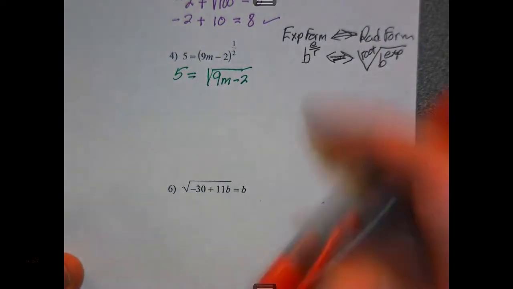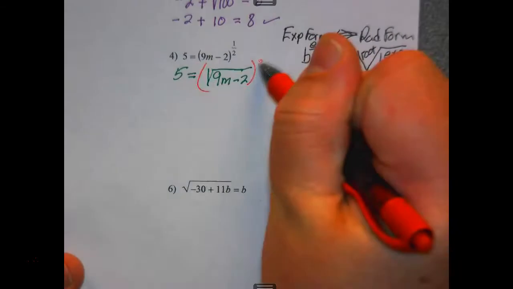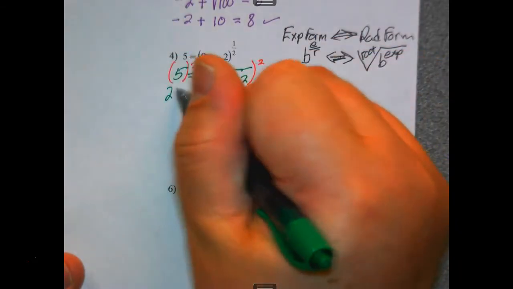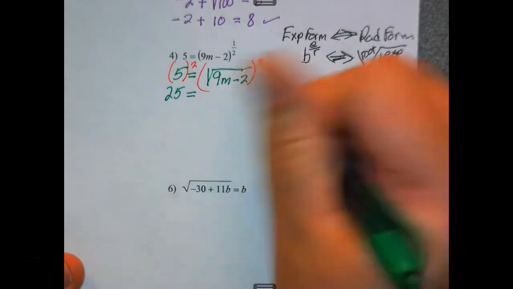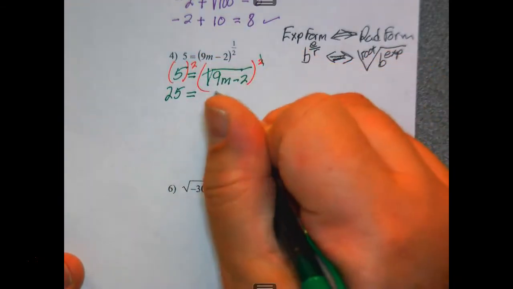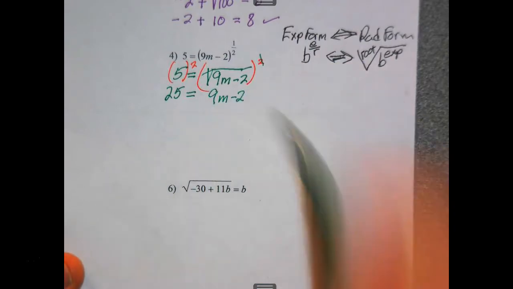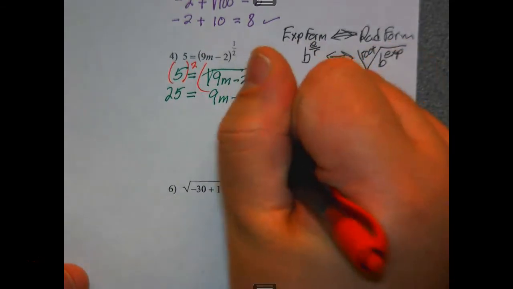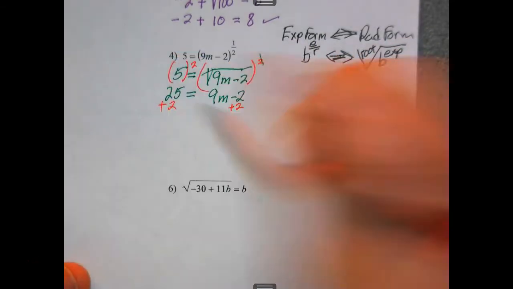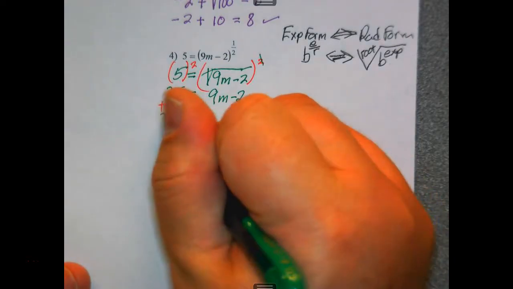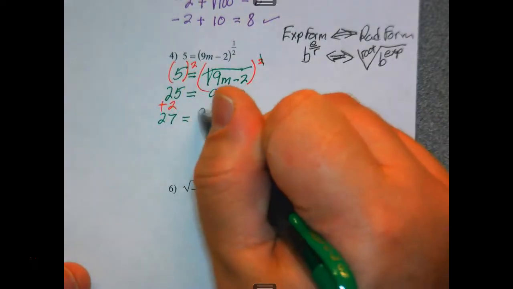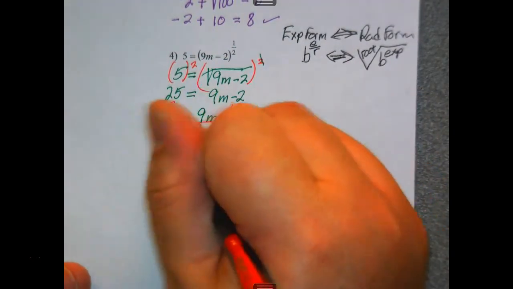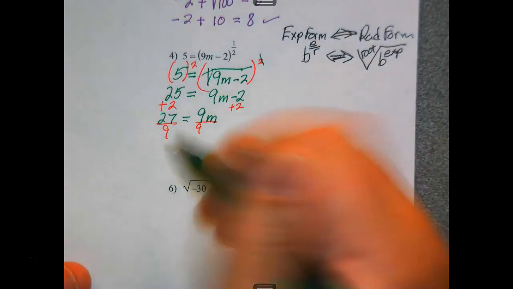I'm going to square both sides. 25, I'll talk about all that later. The 2 cancels out the square root. I get 9m minus 2. I'm going to add 2 to both sides. I get 27 equals 9m. Divide by 9. Divide by 9. So 3 equals m.